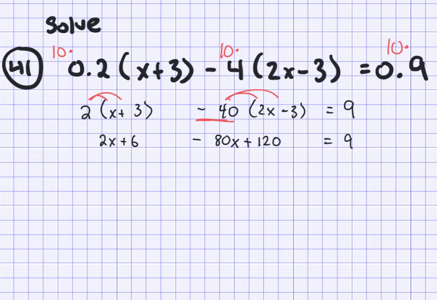Now I'll let you finish this part here. We've got to combine like terms. Remember that the 2x and the negative 80x are like terms. The positive 6 and the positive 120 are like terms. And then isolate the x, and we'll let you finish that up. Hope that helps.